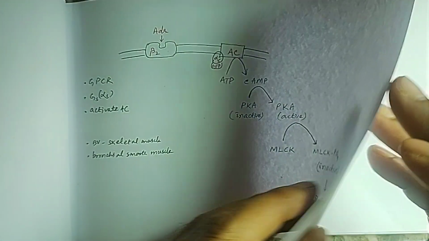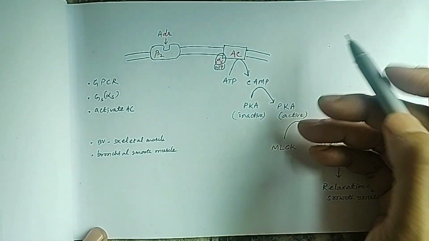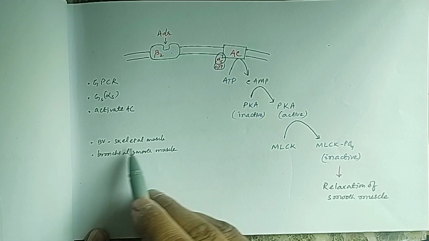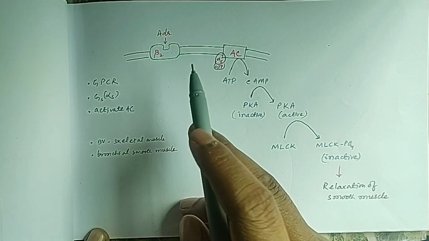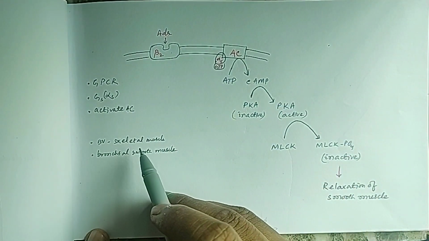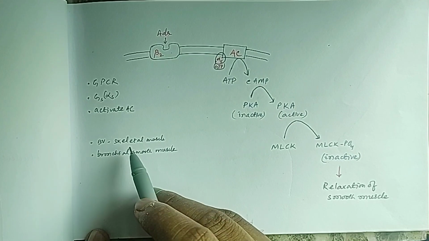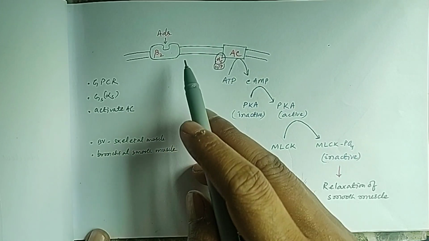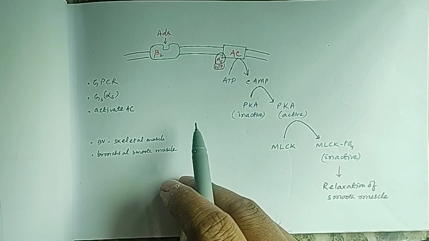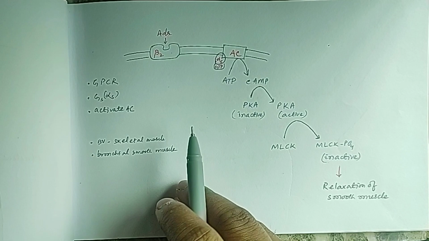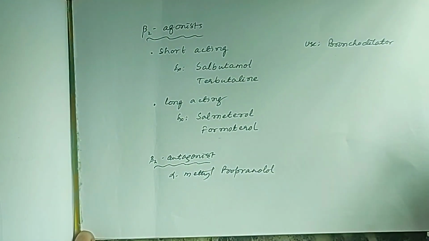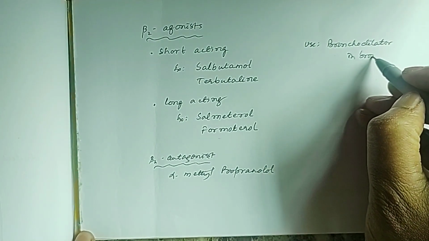So in this way these beta 2 receptors function, and beta 2 receptors are located in the blood vessels supplied to skeletal muscle. Sympathetic stimulation in other areas causes vasoconstriction, whereas in skeletal muscle it causes vasodilatation. Beta 2 receptors are also present in bronchial smooth muscles. So beta 2 agonists act as bronchodilators, and we can use them in bronchial asthma.